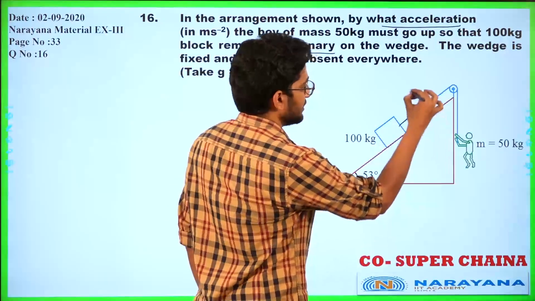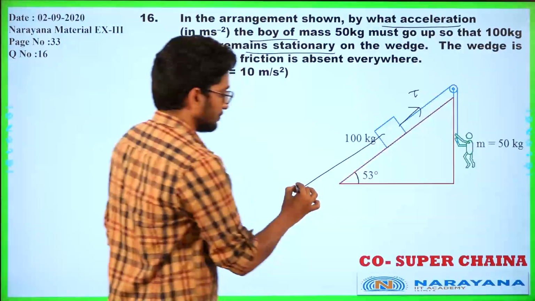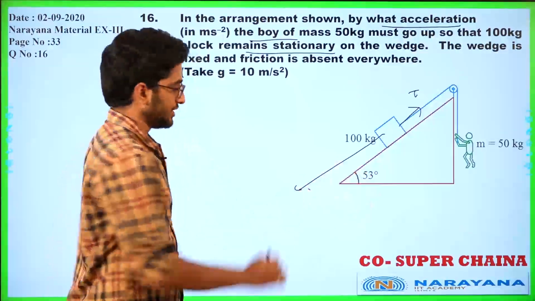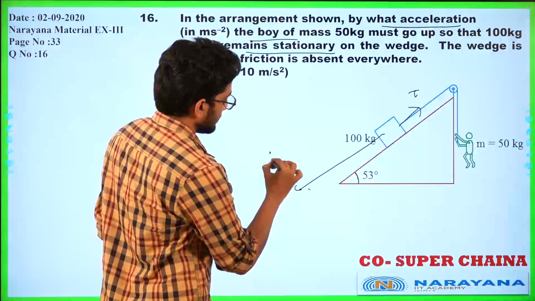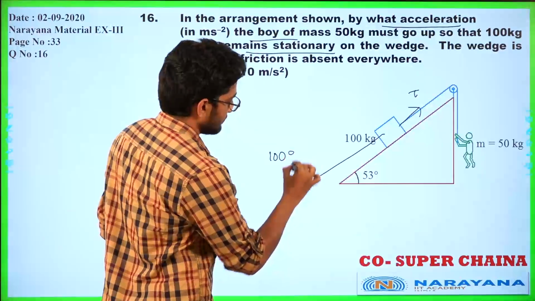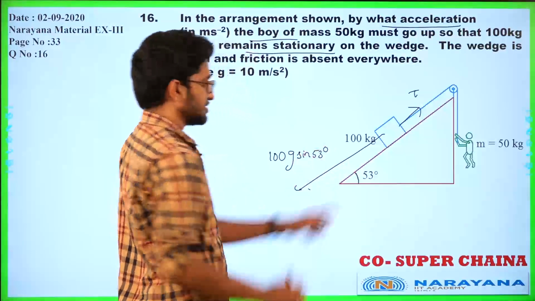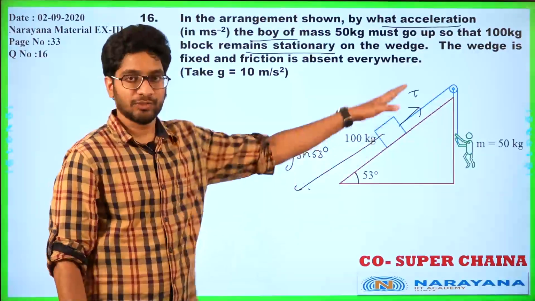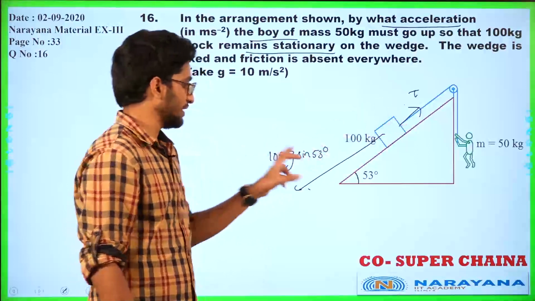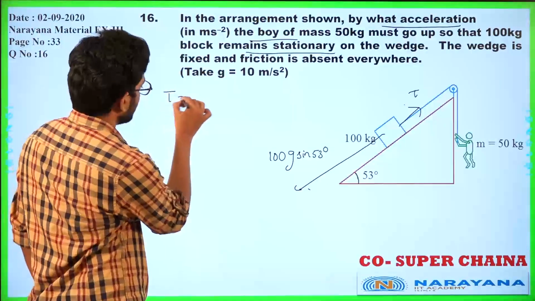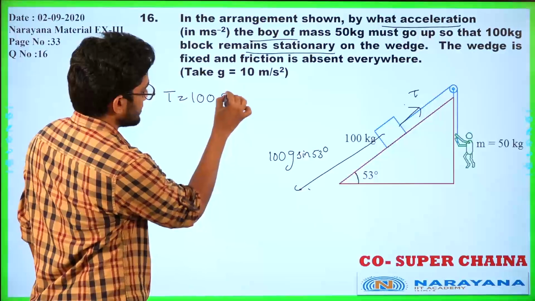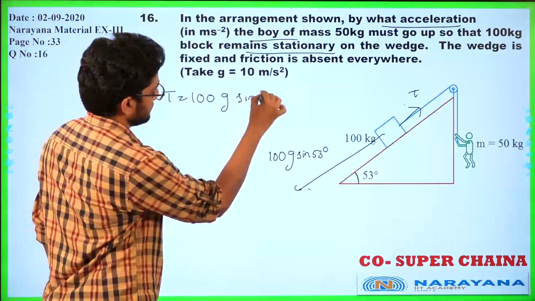Tension T is acting here and one component of weight, mg sin theta, is acting here. So 100 g, that is mg, sin 53 is acting in this direction and this is not moving. So net force along the plane should be 0 for this. So I got the tension value. Tension is mg sin theta, that is 100 g into sin 53.